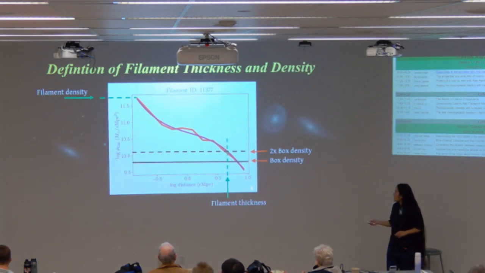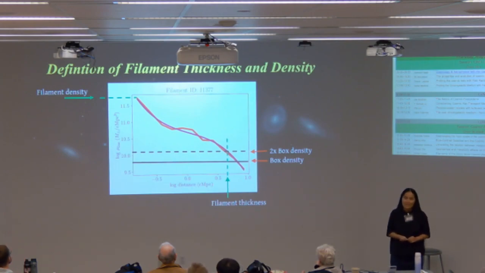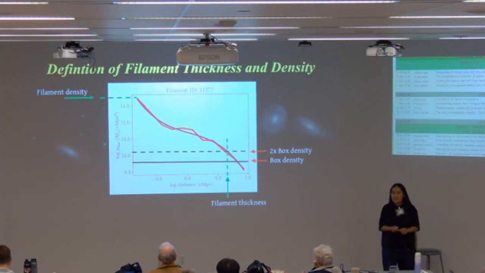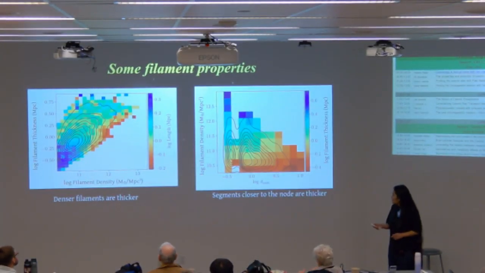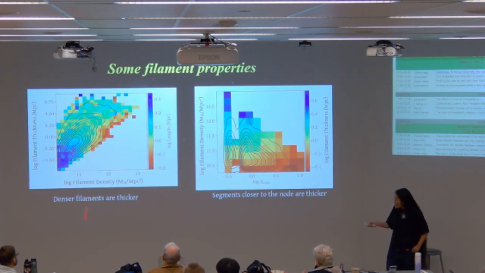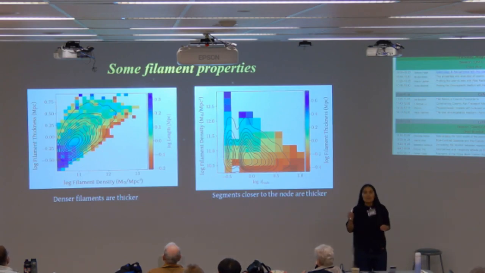And we define the thickness of the filament to be the point where the density falls to about twice the box density of gas, in TNG100. Okay, so that's what we define as the density and the thickness. And then we plotted them against each other. Here we have the filament thickness, as I defined it, versus the filament density. I just realized I reversed the, okay, it's fine. So filament thickness versus filament density, and the contours here are the number density of filaments in the plot.